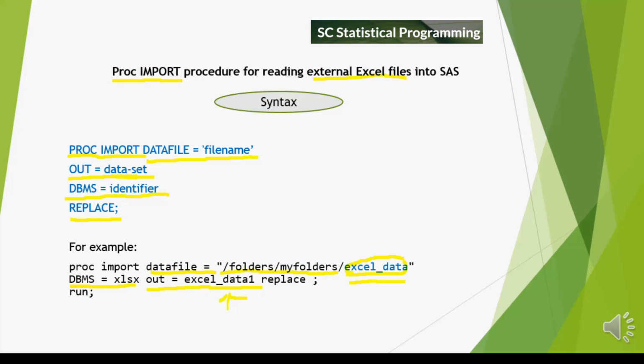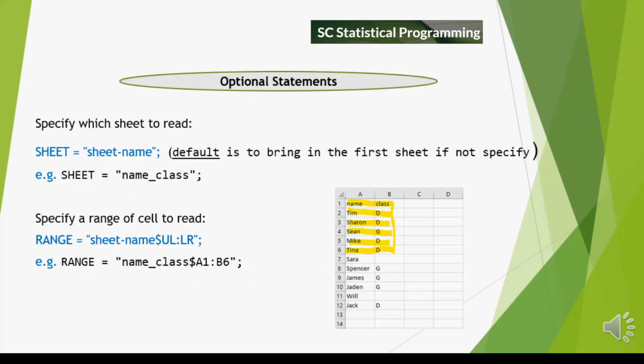And then lastly, we have this replace option. This replace option tells us to replace the SAS dataset named in the out equals option if it already exists. So in reality, the data files get updated from time to time. So we often need to read in updated data to replace the older versions. And also there are some optional statements.